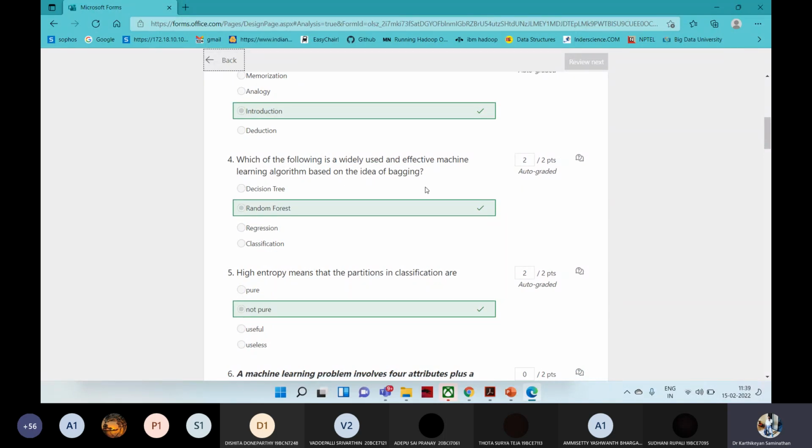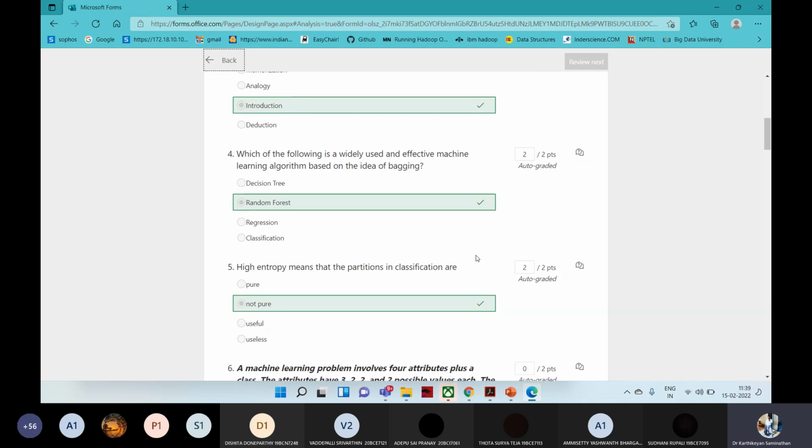Which of the following is a widely used and effective machine learning algorithm based on the idea of bagging? We have discussed that under ensemble there are four methods: bagging, boosting, stacking. Bagging is used in random forest, because we take averaging, or weighted averaging, or max vote kind of techniques.